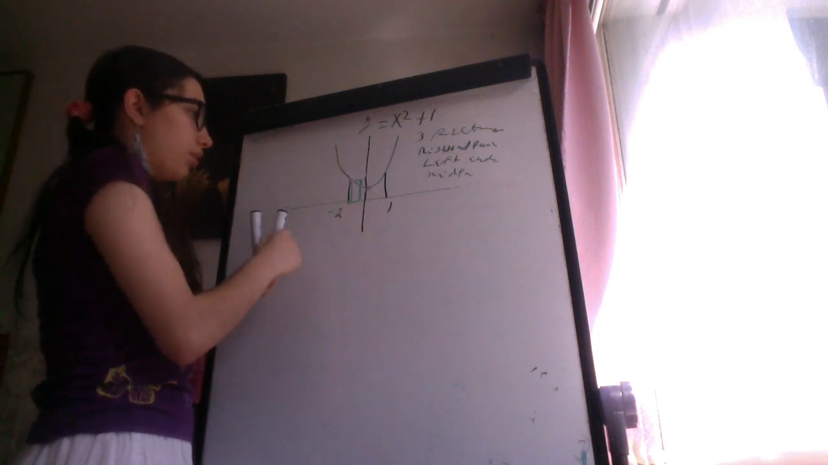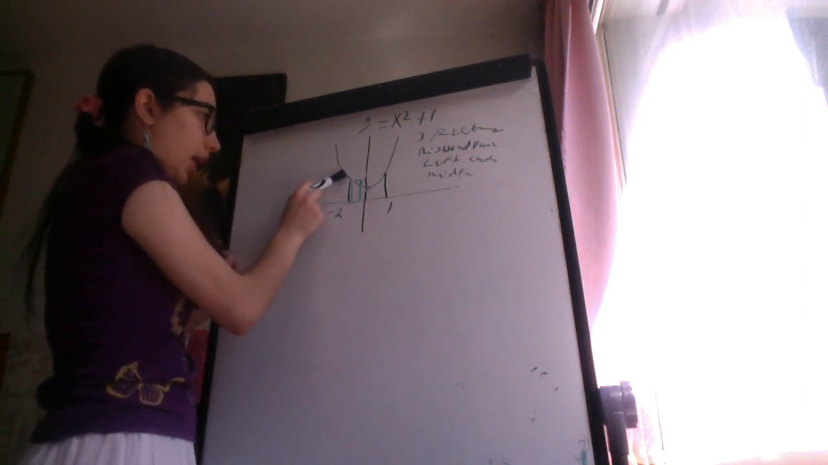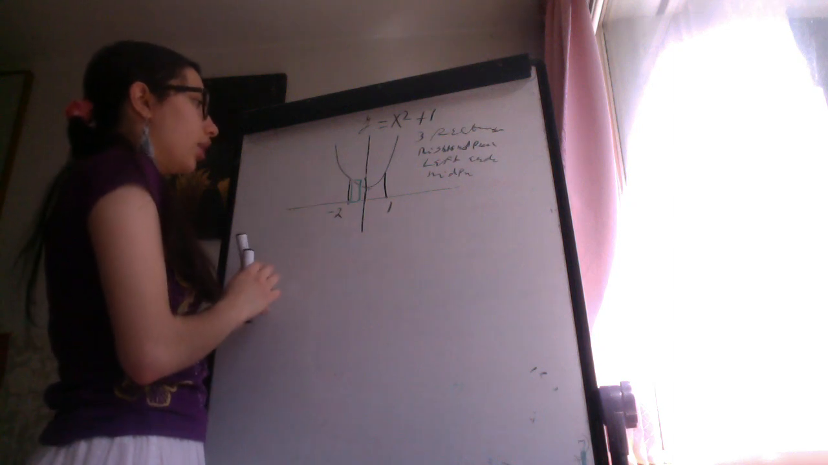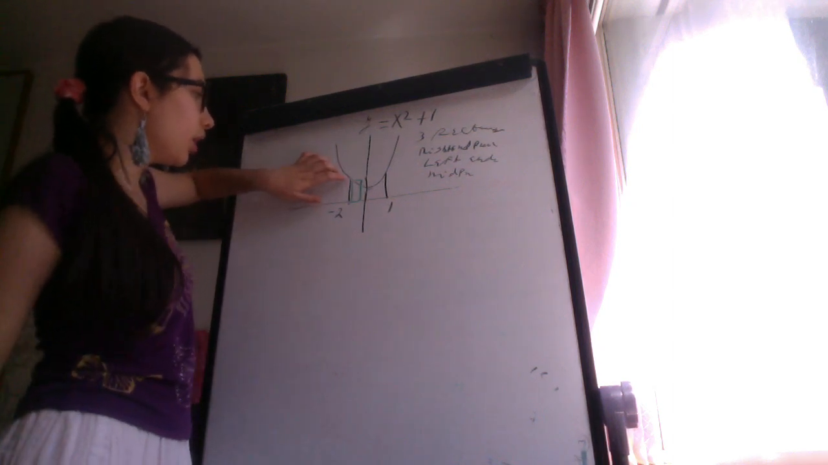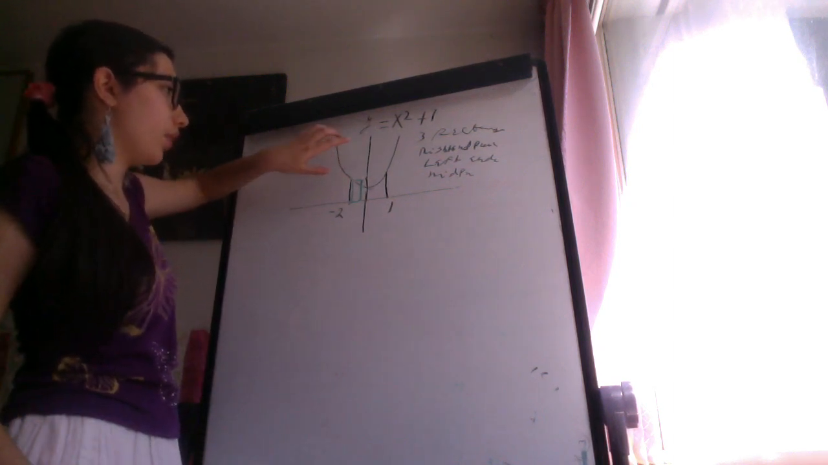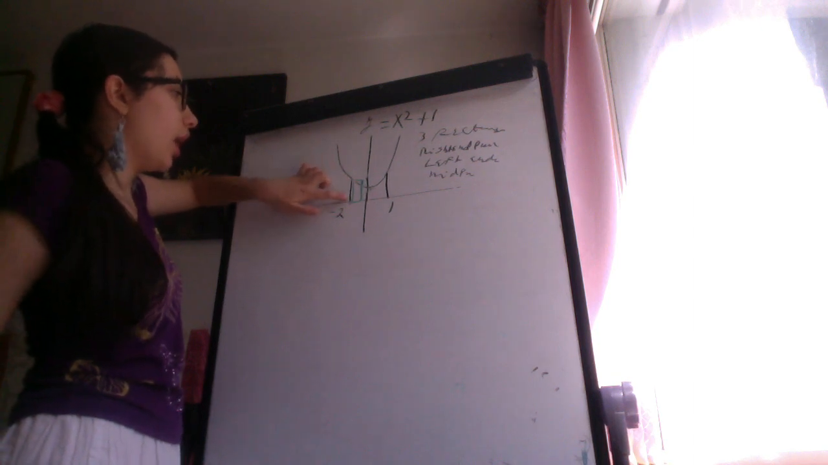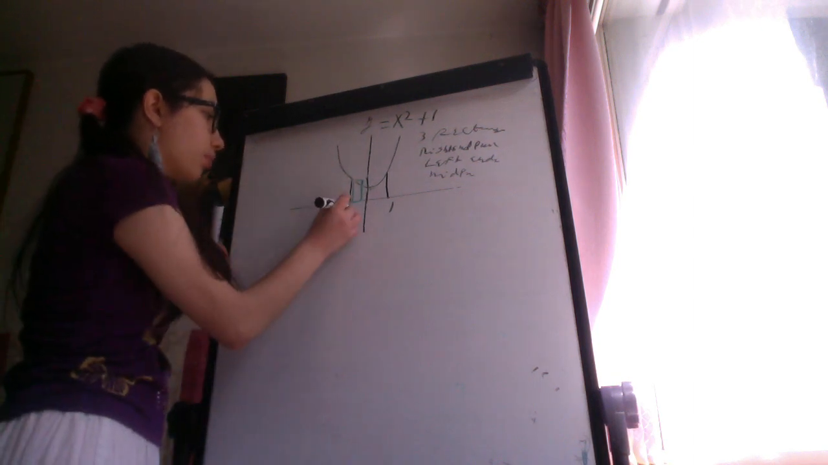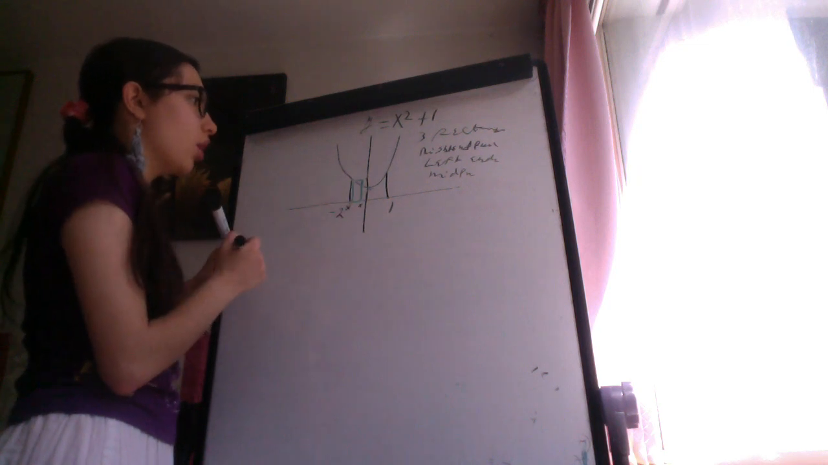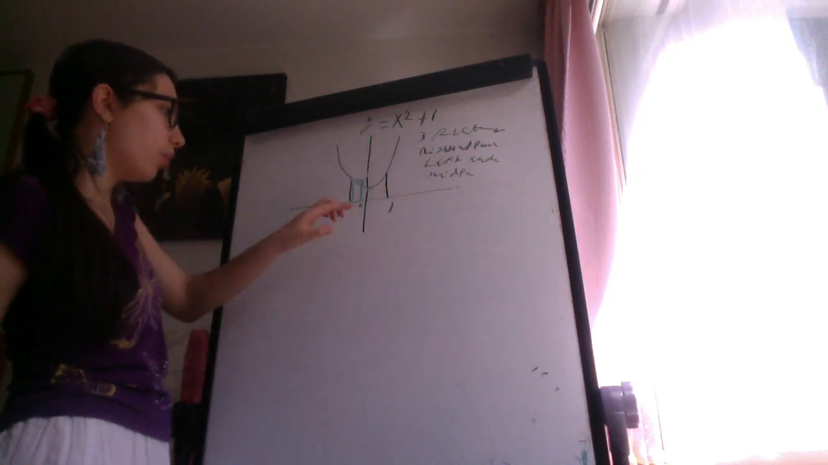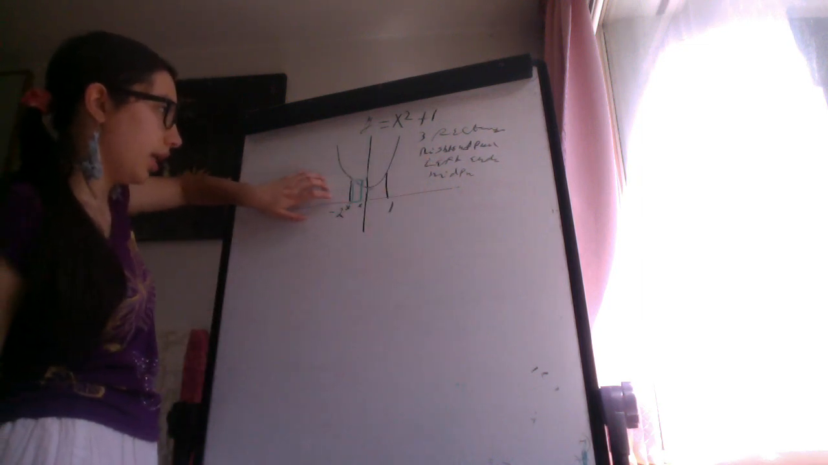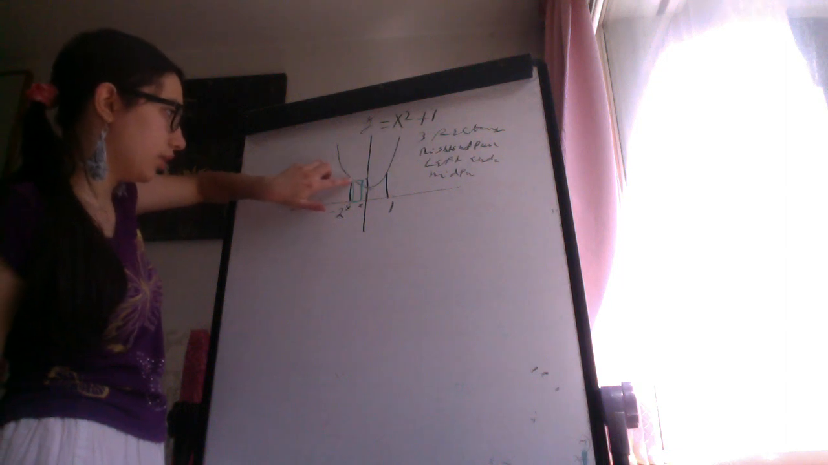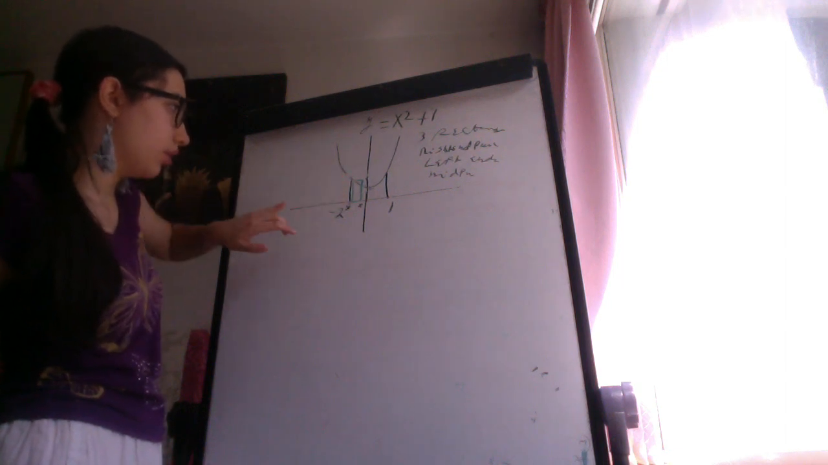The area of the rectangle is going to be width times height. Now the height of the rectangle is going to be f of x at this point. Here we have some x and here we have another x. Because we are doing the left end point, we evaluate using the left x. So this would be f of x.